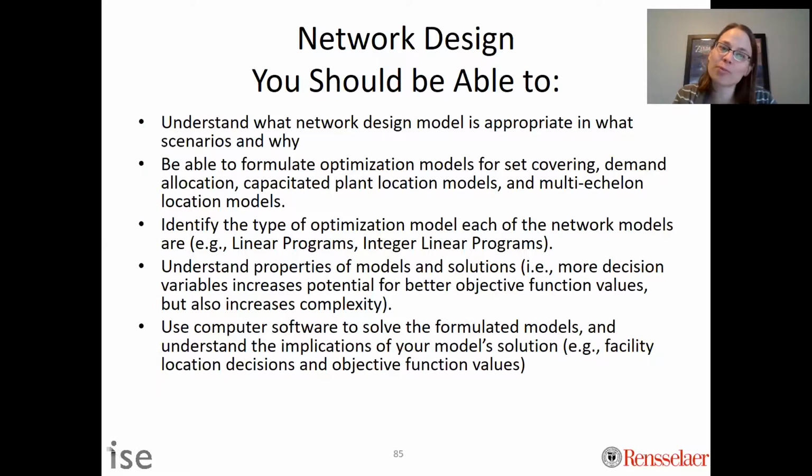You should be able to formulate the optimization models. You should be able to identify the type of optimization model, so is it a linear program, integer linear program, etc. You should understand the properties of these models and solutions. In general, more decision variables increases the potential for better objective function values, but also increases complexity. And you should be able to use your computer software to solve the formulated models and understand their implications.